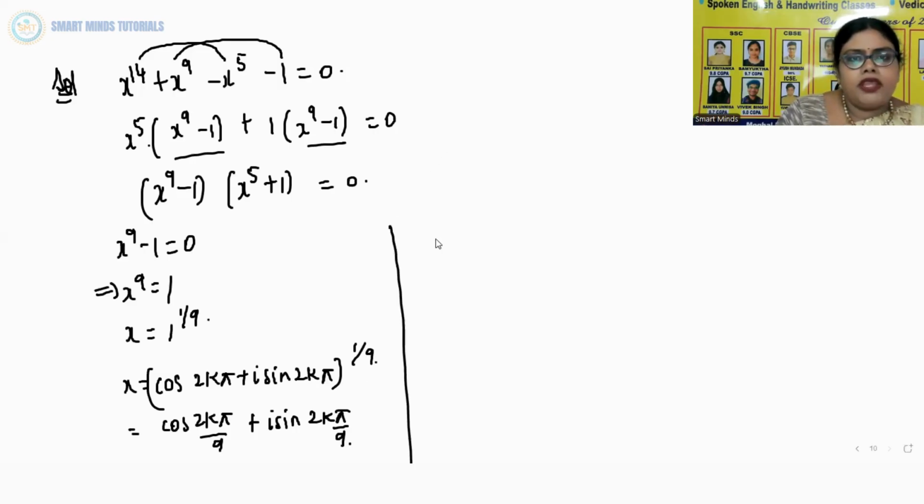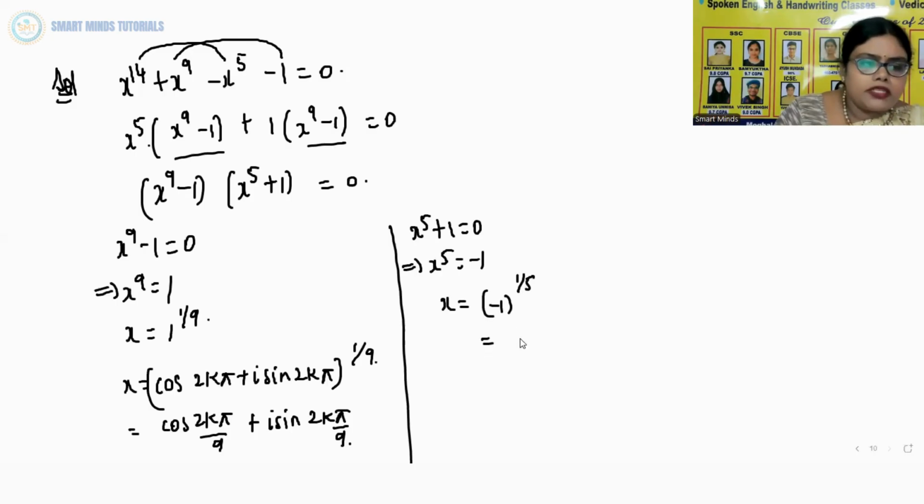Now the same way, if we take x power 5 plus 1 is 0, then x power 5 is minus 1, and x is minus 1 whole power 1 by 5. Minus 1 we can write as cos pi plus i sin pi, whole power 1 by 5.